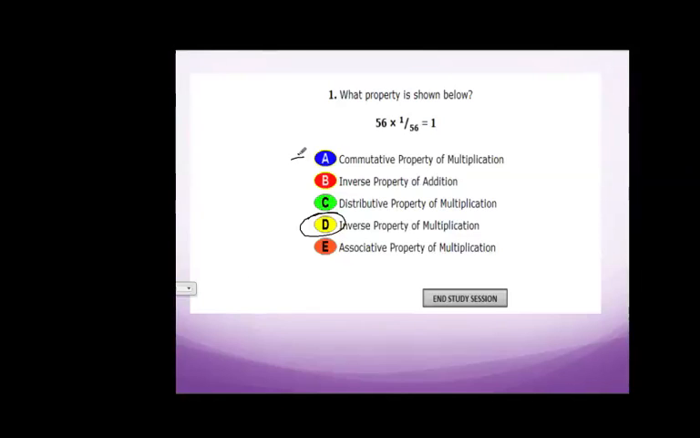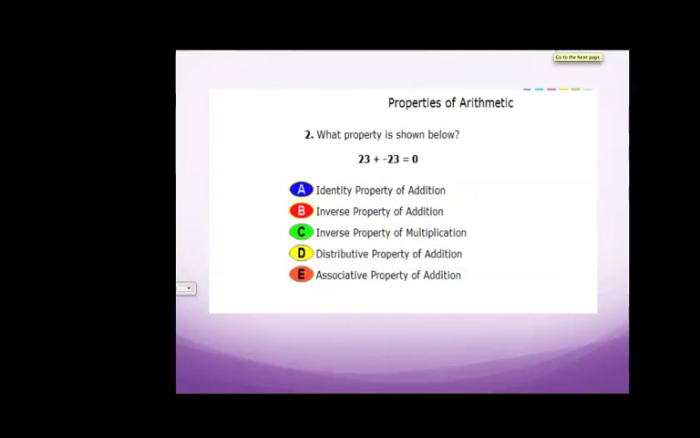Again, the commutative property is when you are moving things around. The inverse property of addition is where we have A plus negative A. We're using multiplication this time, so right away you could have eliminated that addition. Distributive property, we've had nothing to distribute, and then the associative property is where different numbers are being grouped together, which is not what is happening here. So this is our inverse property of multiplication.